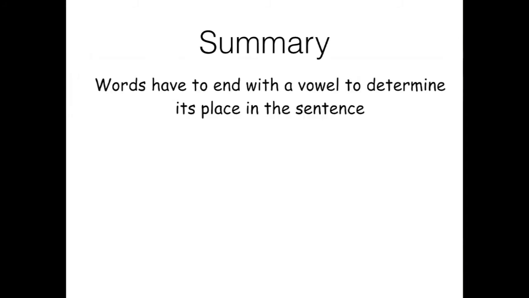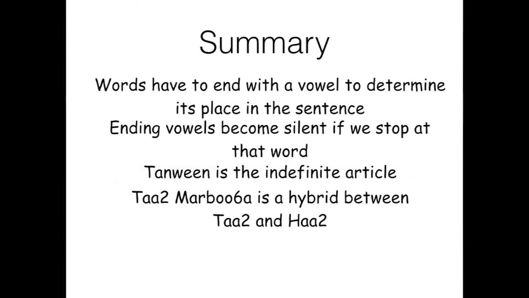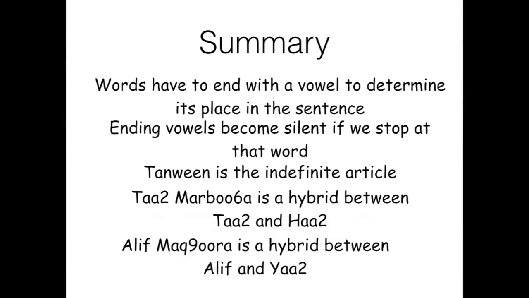To sum it up, words in Arabic always have to end with a vowel which determines its place in a sentence. However, these ending vowels become silent whenever you have to stop at that word. Tanween is the indefinite article. Ta al-marbuta is a hybrid between ta and ha, sounding like a ta when we have a vowel and a ha when we stop at it. And alif al-maqsura is a hybrid between an alif and a ya, which always sounds like an alif that is a long vowel.